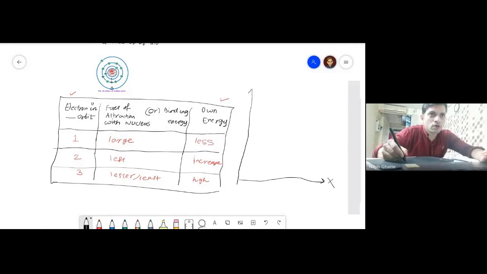Fine. On the x-axis, this is the surface of the nucleus, the nuclear region, which we have drawn here by means of red color. Okay, so this is my surface of nucleus, which is positively charged.